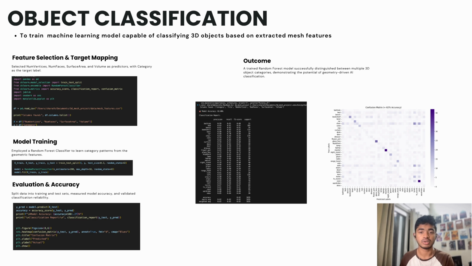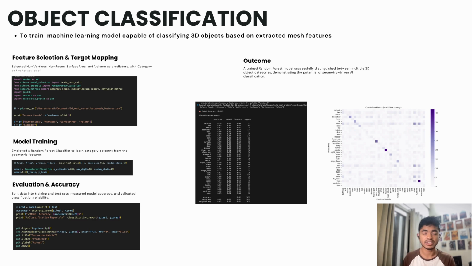The classification report displayed precision and recall values across all 35 categories, confirming that distinct shapes like cars, bathtubs, and toilets were easily recognized, whereas structurally similar items like tables and desks showed moderate confusion. I also visualized the confusion matrix and feature importance chart, which revealed the surface area and volume were the most discriminative features in object identification.